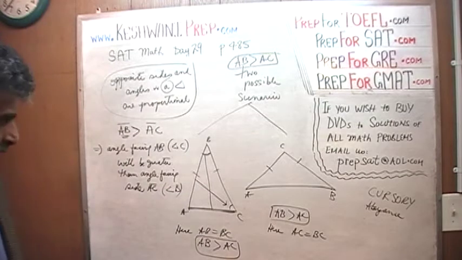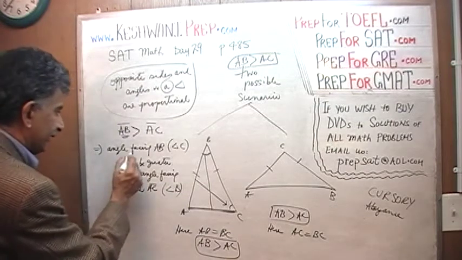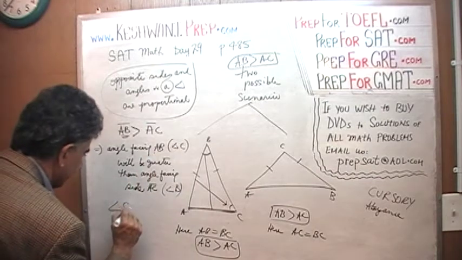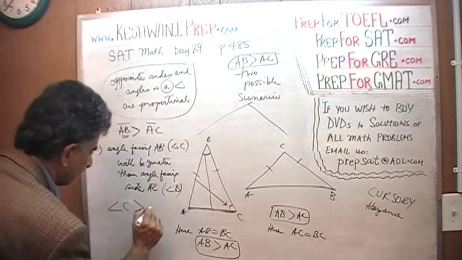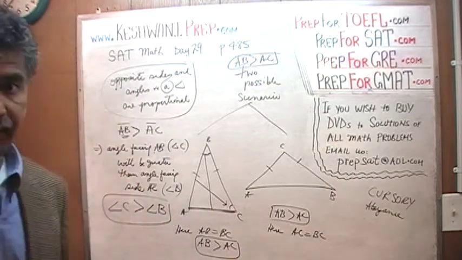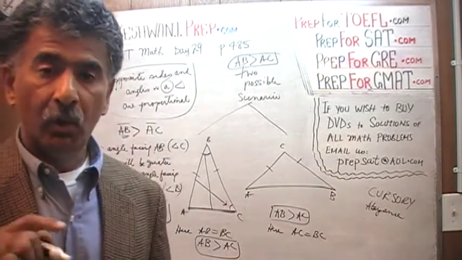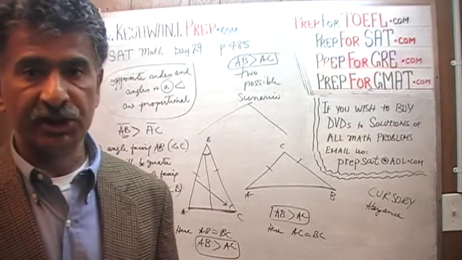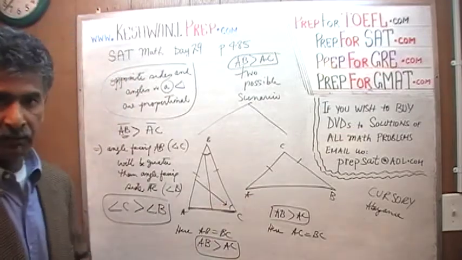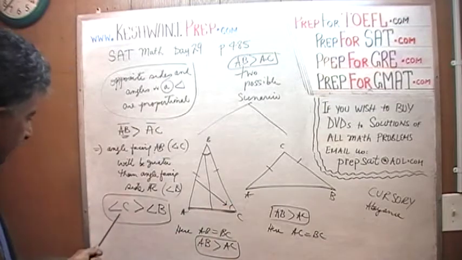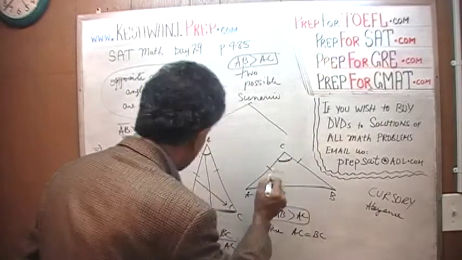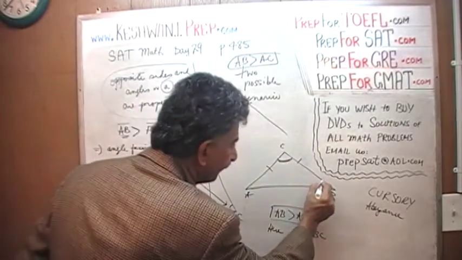So what we have established here is that the angle facing side AB will be greater. The angle facing side AB is angle C. Angle C will be greater than angle B. This is what we established, and that is a fact. That will remain the fact, that will never change in this triangle, whether we are dealing with this particular scenario or that particular scenario. In this scenario also, you can see angle C here is far larger than angle B.